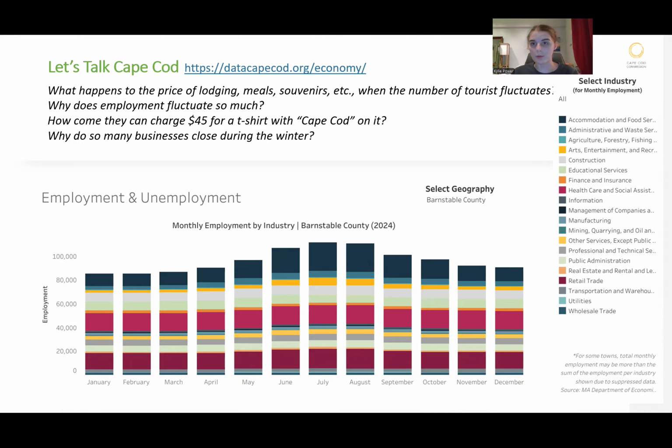Remember, unemployment is categorized as somebody who does not currently have a job. They might be in the labor force. And we can see this broken up. So why do so many businesses close in the winter? Well, there's not enough people to keep them going, and that would be there's not enough demand for their goods. So hopefully that conceptualizes what we're getting into.